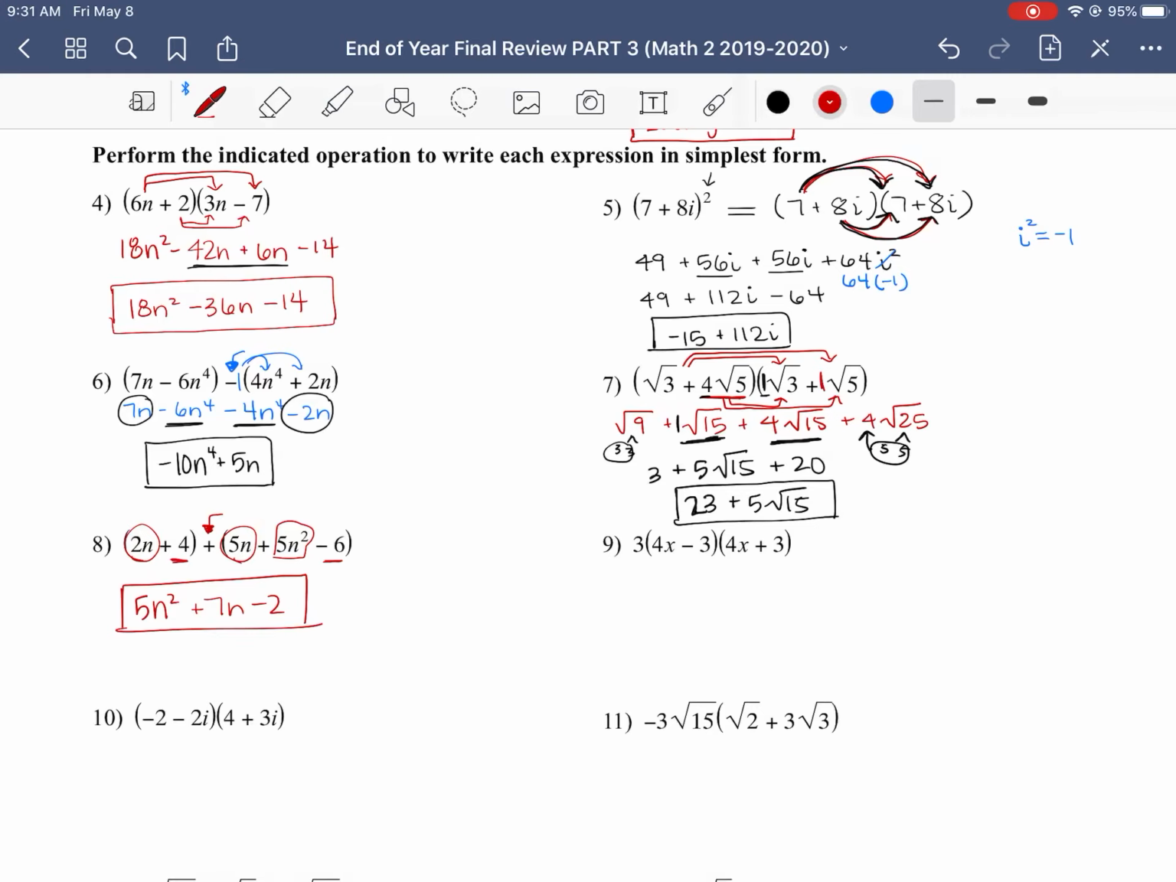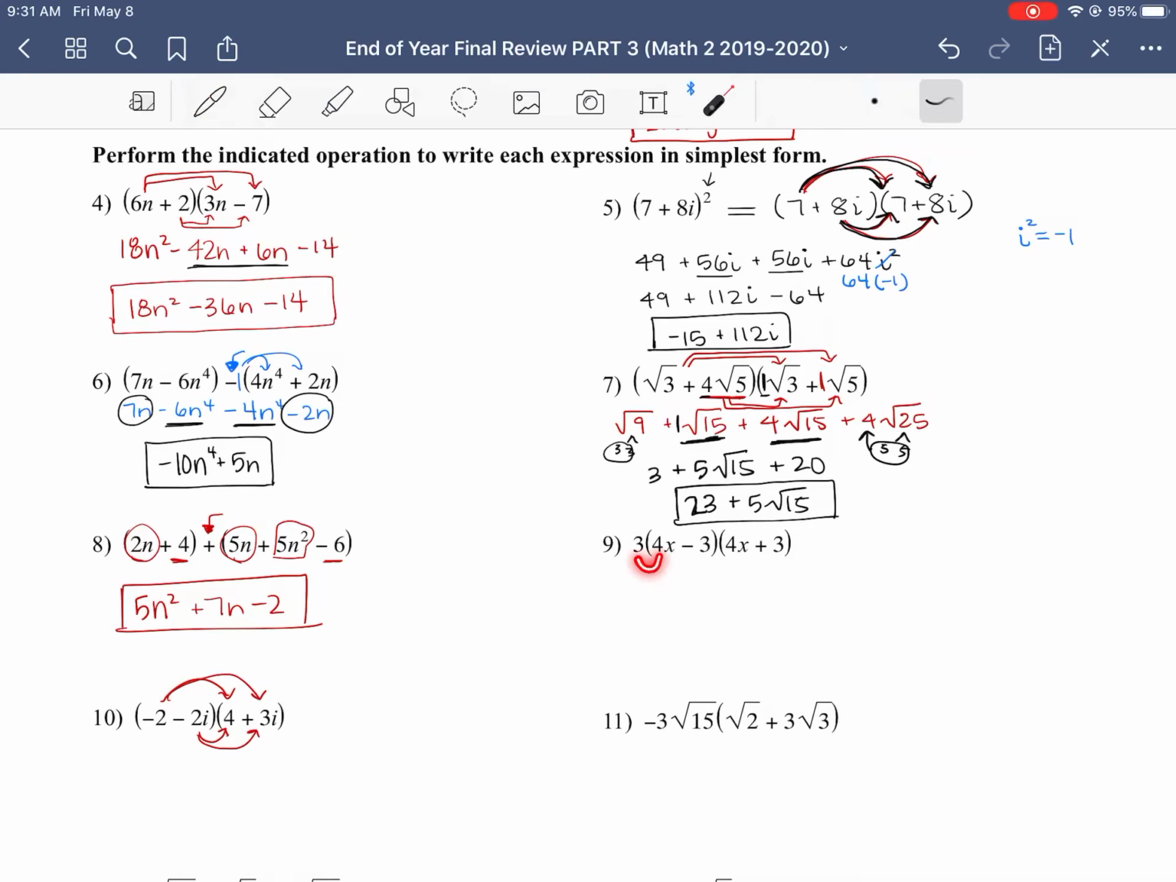Again, these next ones are very similar. So number 10 is very much like number 5. You're just going to distribute and FOIL that. And there's an i squared there, so make sure that you're taking care of that i squared. So I'm going to skip over that one. I want to look at number 9 though.